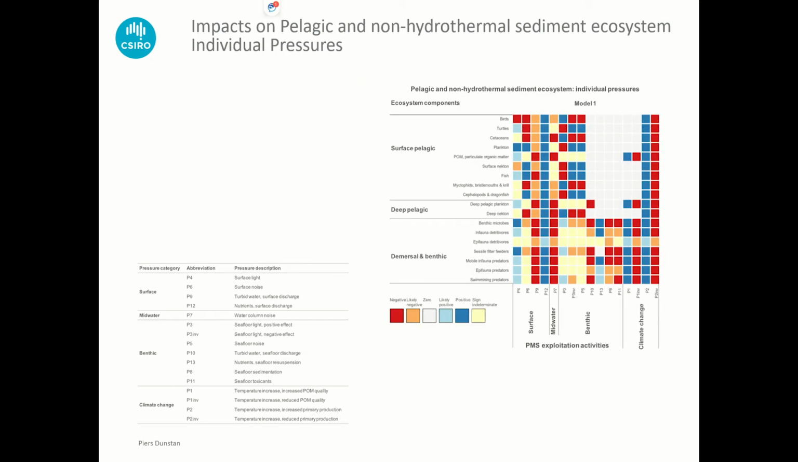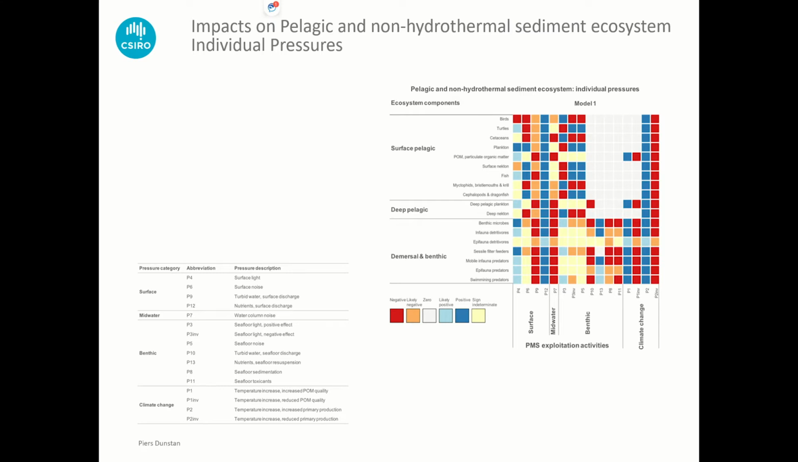So this is using that model that I showed in the previous slide. This is the response of that ecosystem to a suite of different individual pressures. So what we're doing here is applying a single pressure, a single push into that system from one particular source. The sources are listed on the left, and they are a variety of different things: surface light, surface noise, turbid water surface discharge, nutrient surface discharge. Those are the pressures that come from the surface.